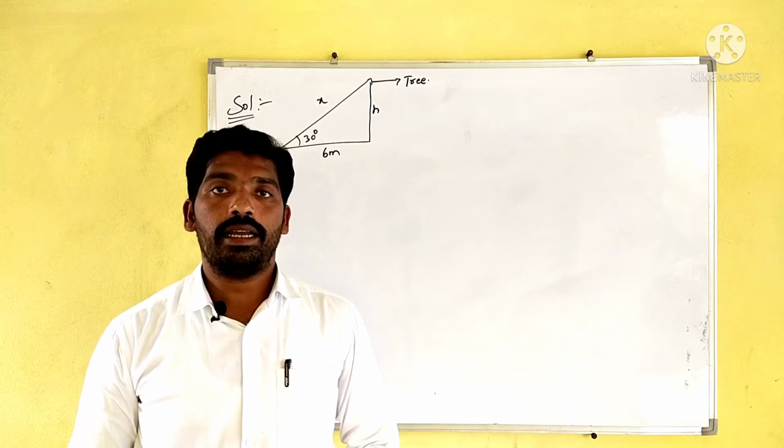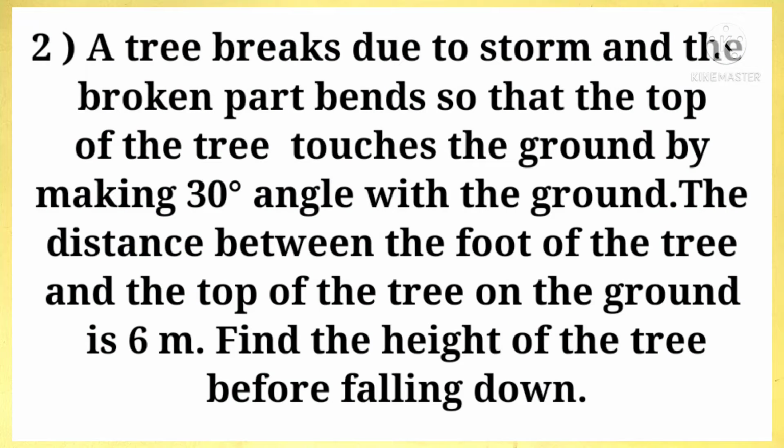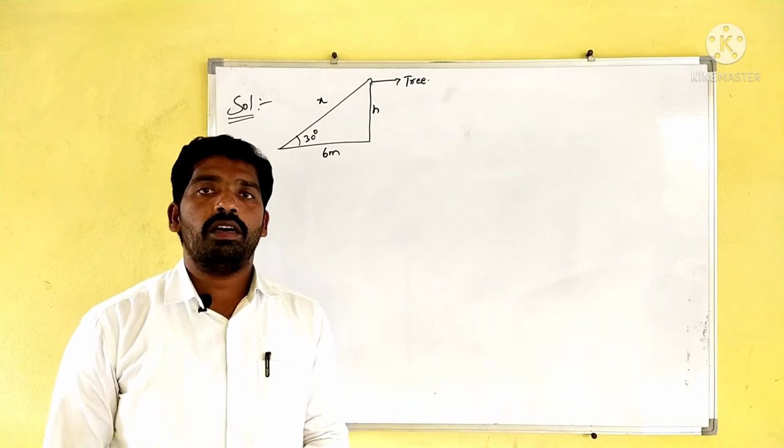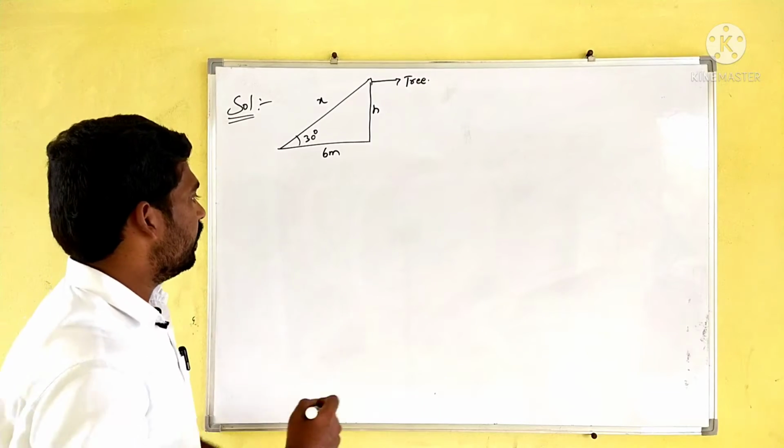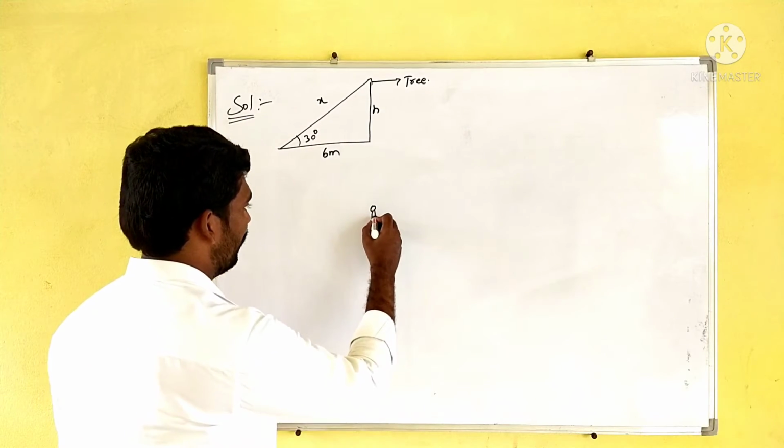Now observing the second problem. A tree breaks due to storm and the broken part bends so that the top of the tree touches the ground by making a 30 degrees angle with the ground. The distance between the foot of the tree and the top of the tree on the ground is 6 meters. Find the height of the tree before falling down. Observing the solution, a tree is given.